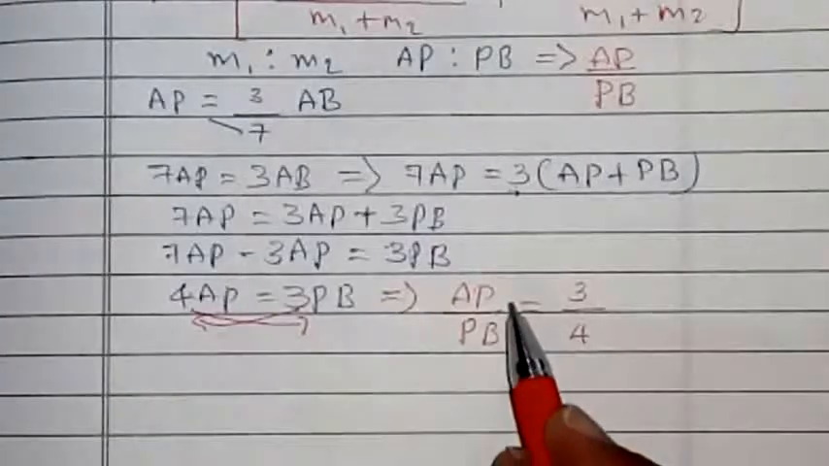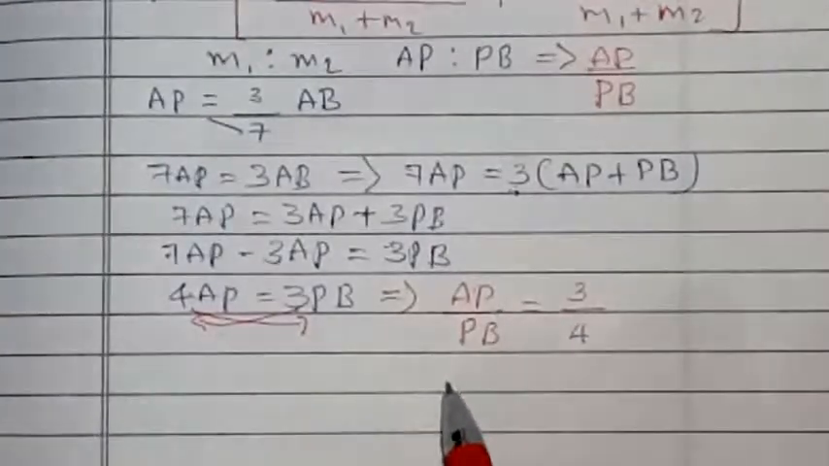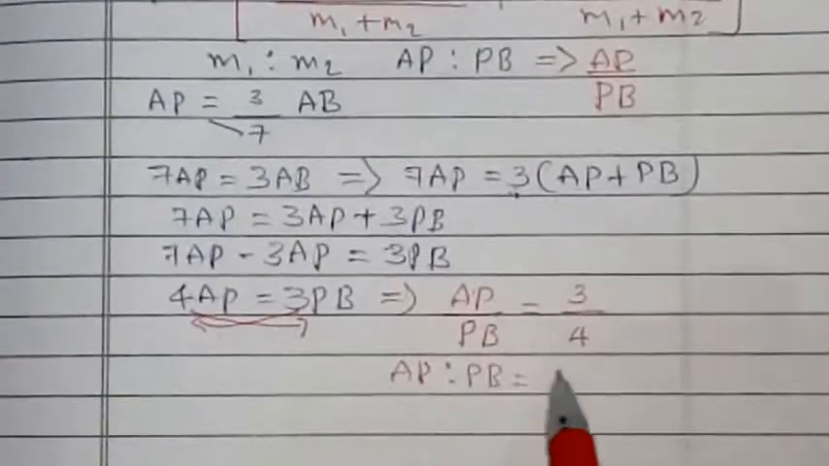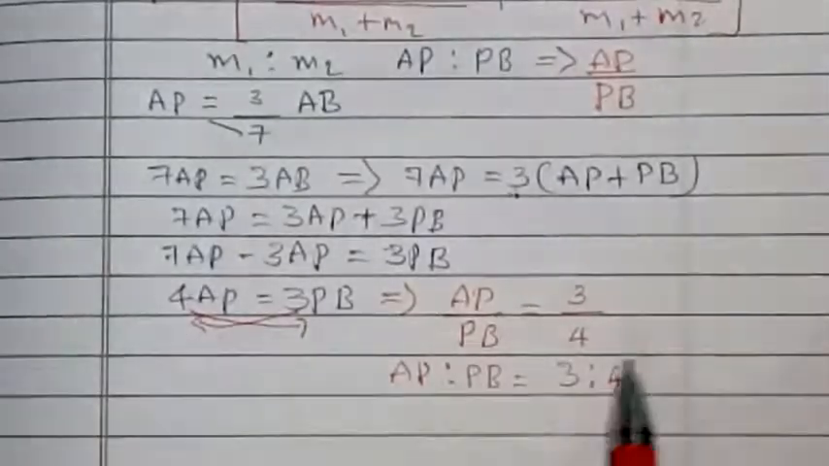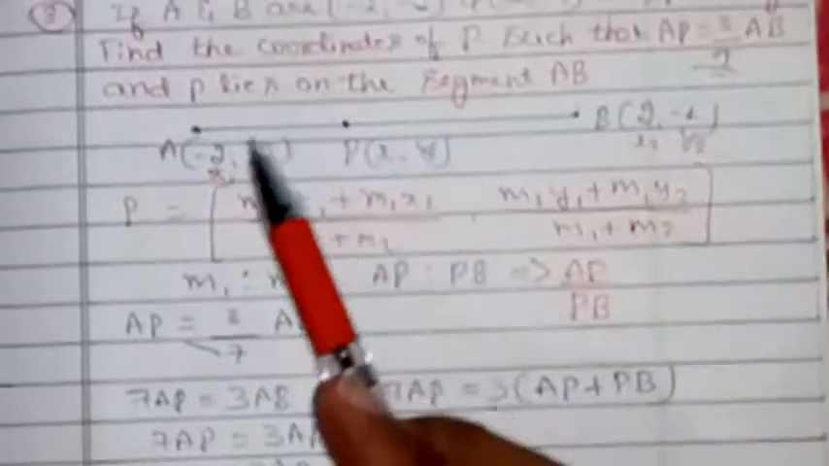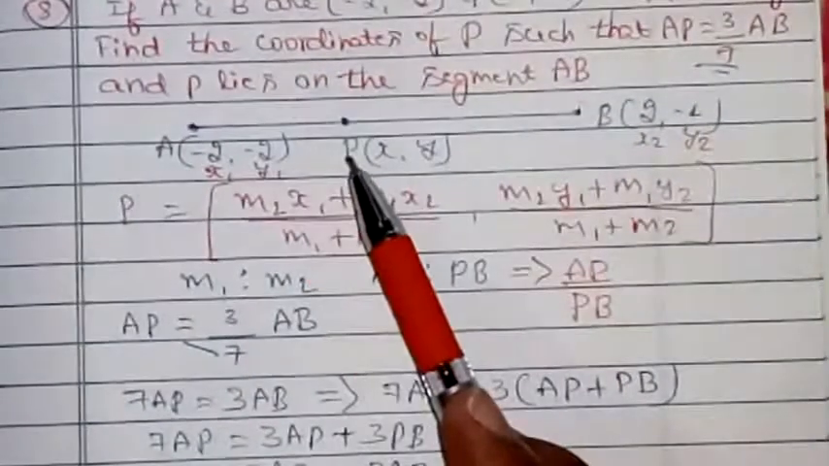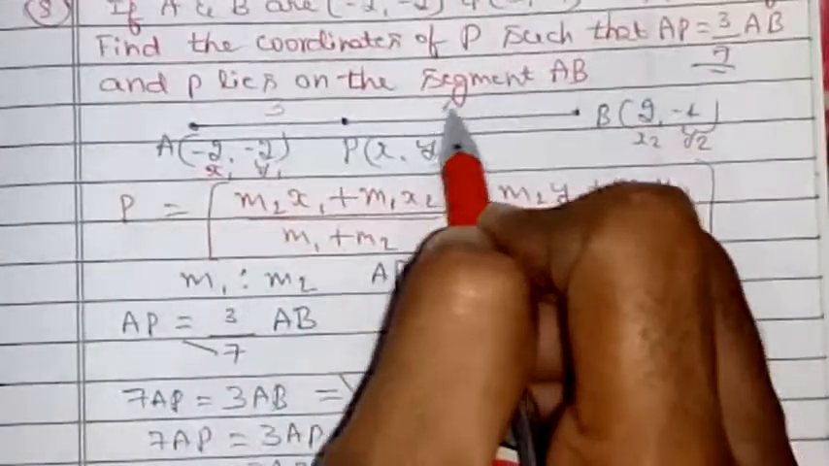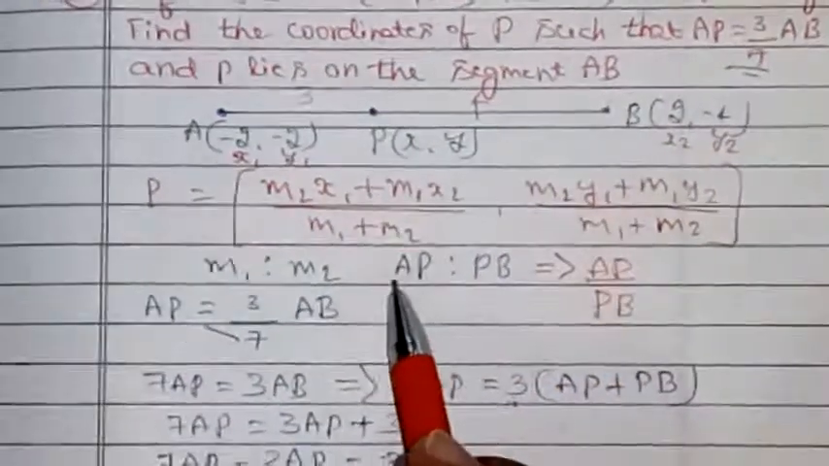Now what is the meaning of this? What is the ratio? AP is to PB equals 3 is to 4. So nothing but this line segment is divided at the point P in the ratio 3 is to 4, right children? Now we got all the values.